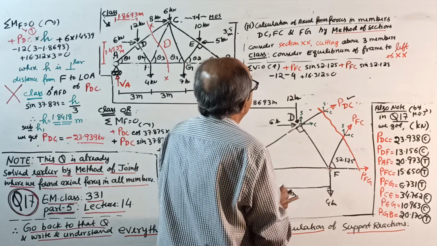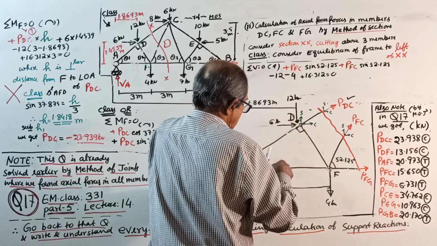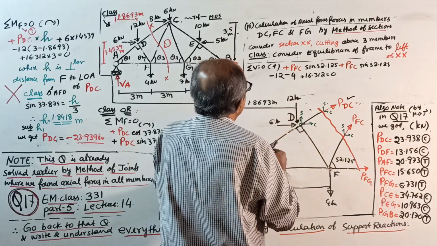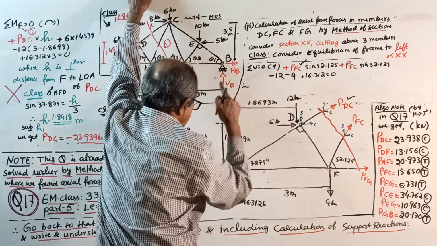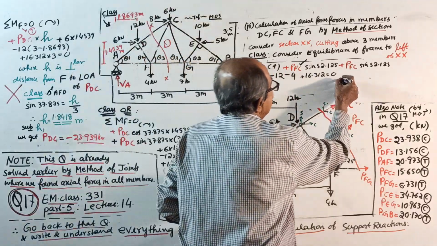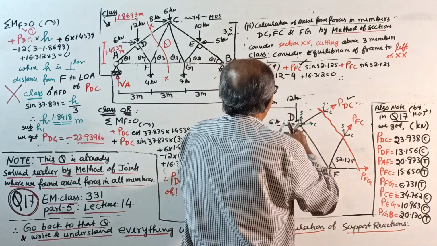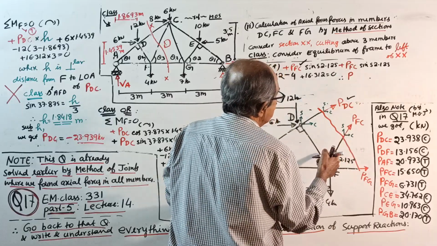You already know the value of PFC. You write here, substituting PFC, whatever you got here, minus 23.939. Therefore, we get which one? PFC. Why did you write PFC once again?